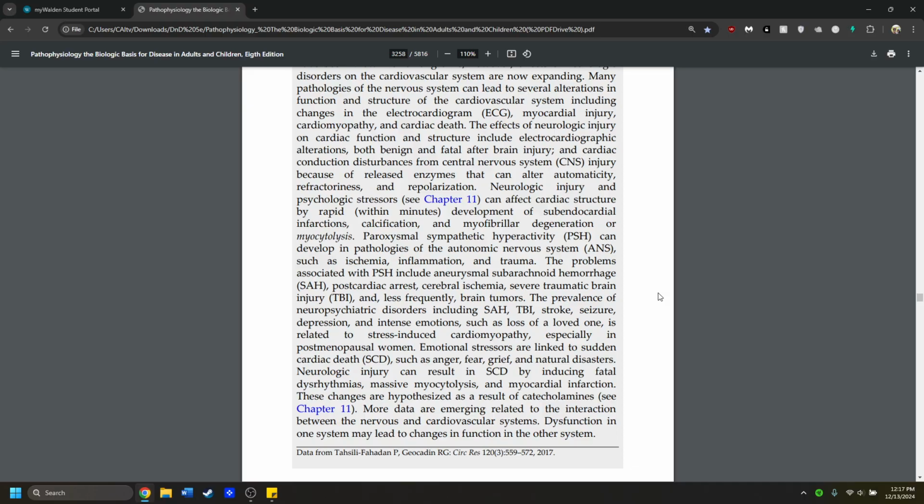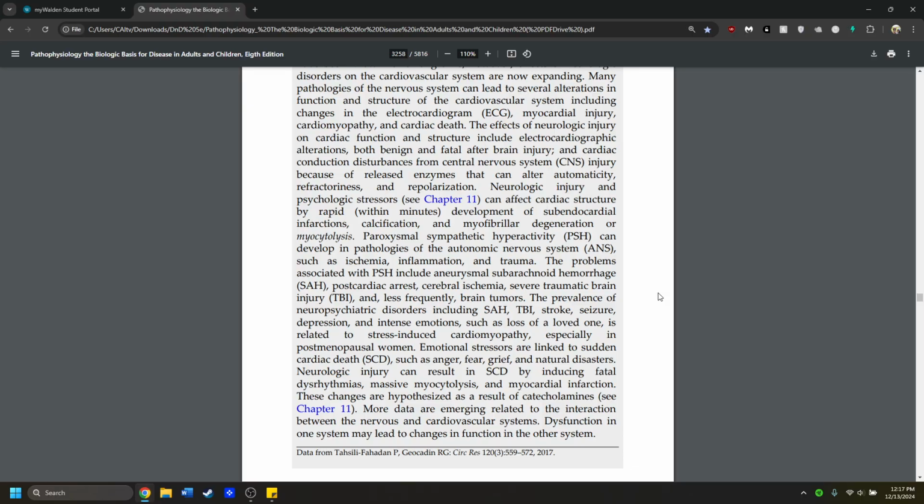The prevalence of neuropsychiatric disorders includes SAH, or subarachnoid hemorrhage, your TBI, or traumatic brain injury, stroke, seizure, depression, and intense emotions, such as a loss of a loved one, is related to stress-induced cardiomyopathy, especially in postmenopausal women.